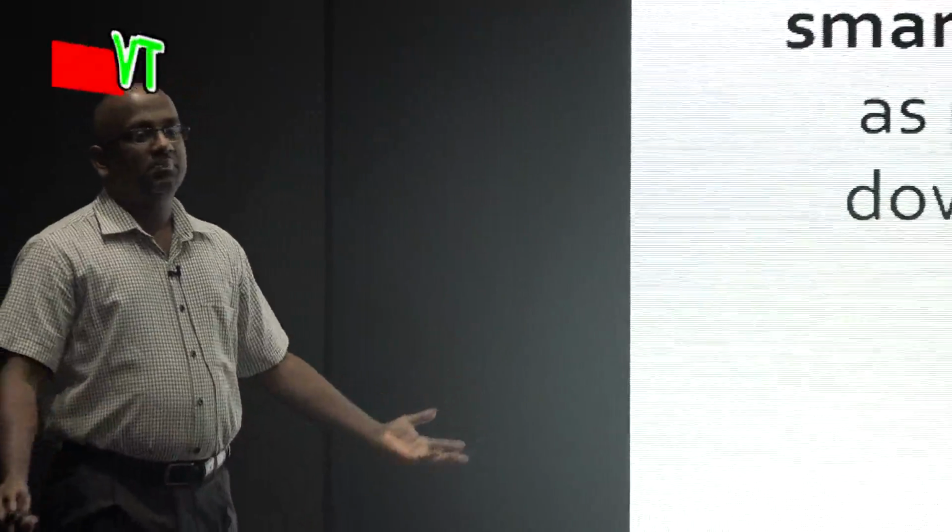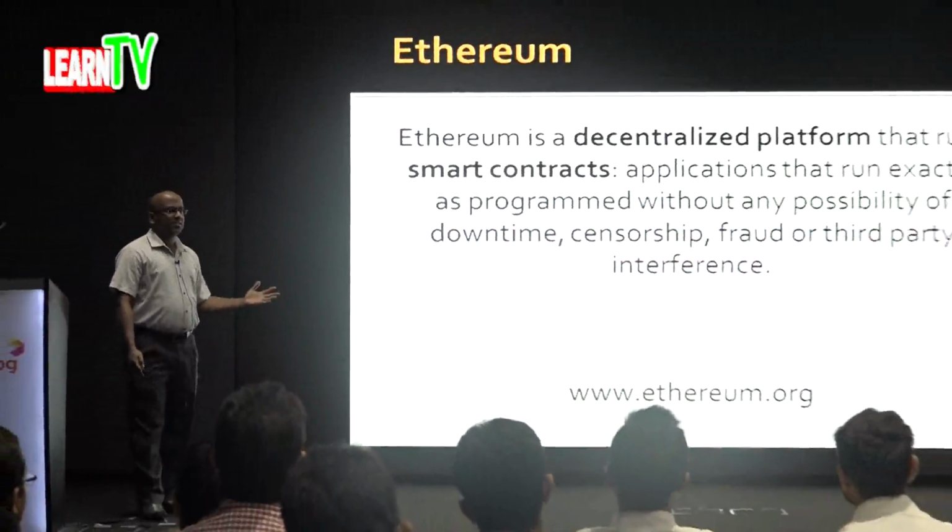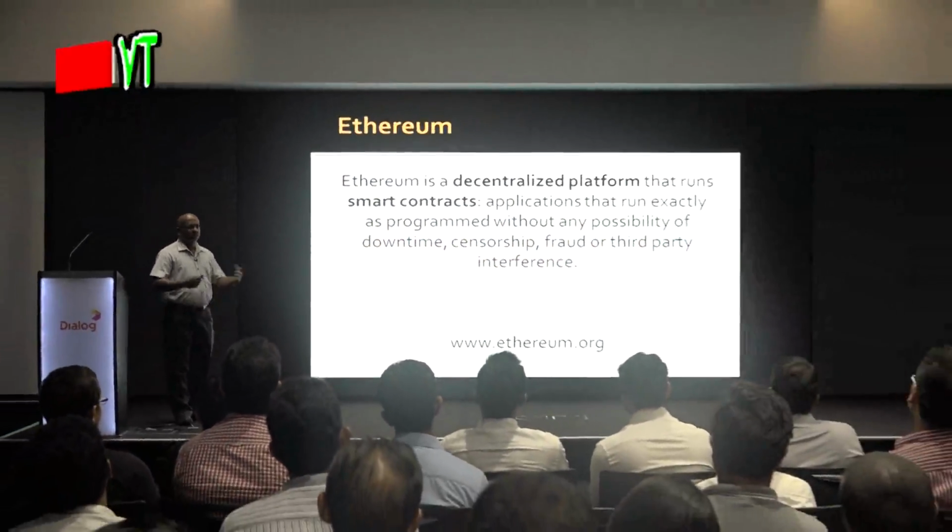The word smart contract kept coming up as well. We'll touch on that later if you have any questions on it. This is what the Ethereum project describes itself as: a platform for building decentralized applications that can't be censored, can't be stopped, can't be turned off, essentially.